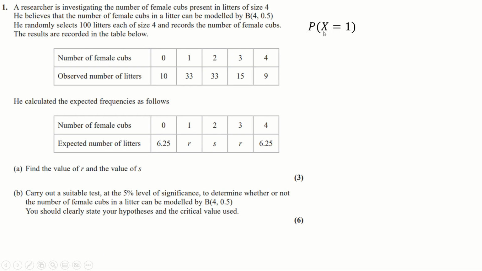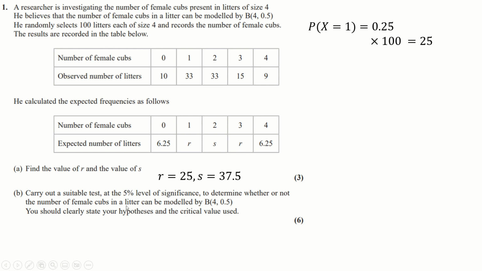binomial. So the binomial PD function in the calculator will get this. Of course, we're doing 100 observations, so times that by 100 to find the expected value, which is of course 25. And then you can work out S just by doing 100, take away this, take away this, take away 25, take away 25. Or you could just find the probability of x equals 2, times that by 100. Either way is fine. You get this. Carry out a suitable test.